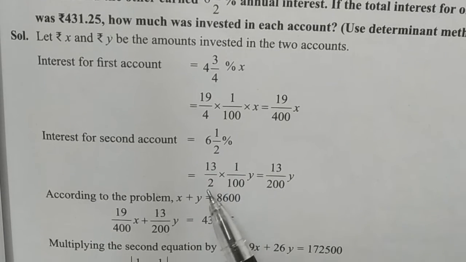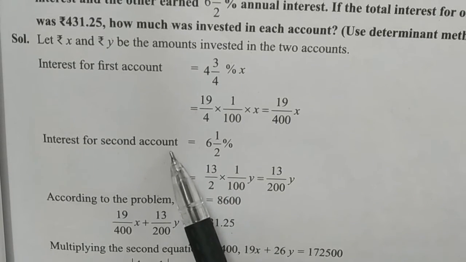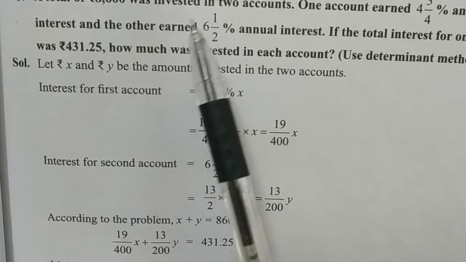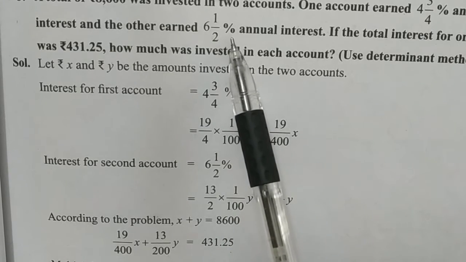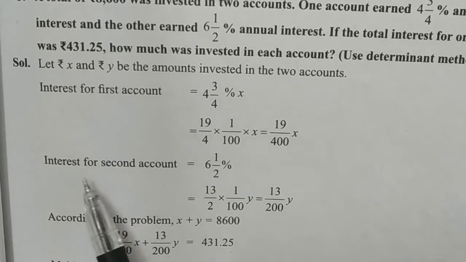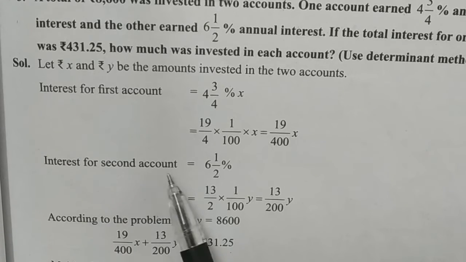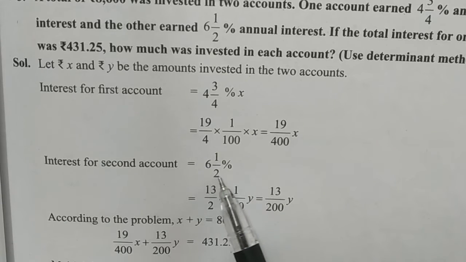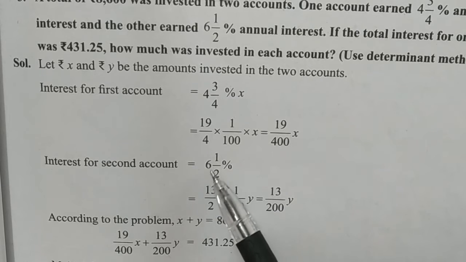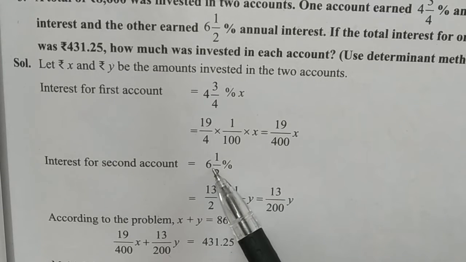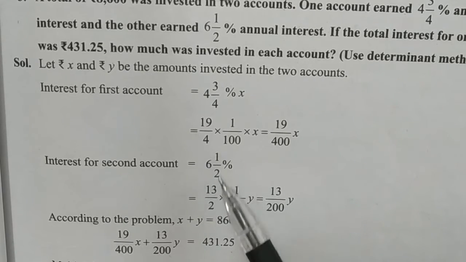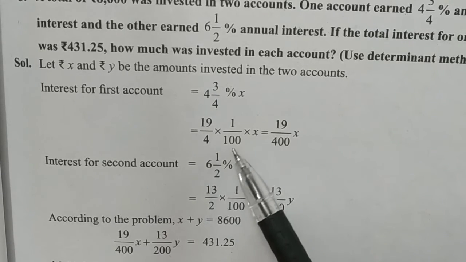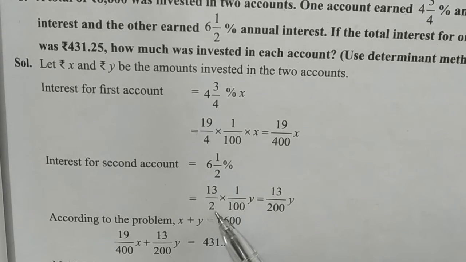Next, what is given? The interest for the second account. For the second account, 6 into 1 by 2 percent annual interest is given. It is a mixed fraction, so we convert it into an improper fraction. 6 into 2 is 12, 12 plus 1 is 13 by 2.